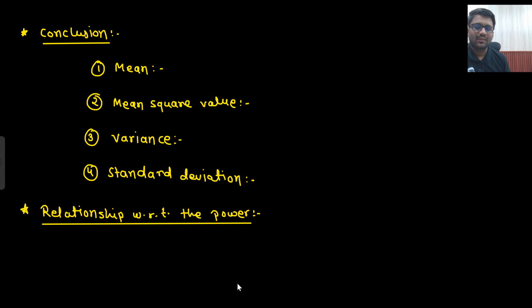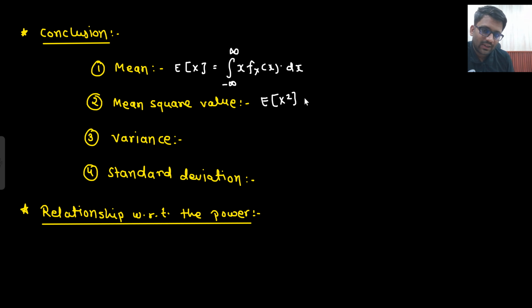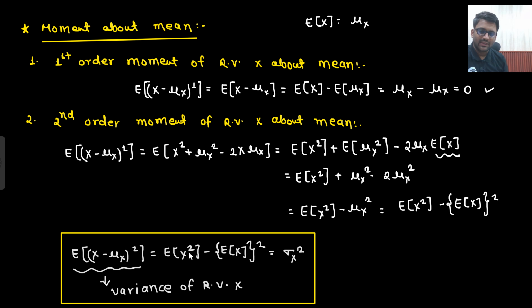So let's write down the conclusion. What was the mean of random variable x? Mean of random variable x was expectation of x only, and you know what the expectation operator would do? Integral of x fx of x dx, from minus infinity to infinity. What do you mean by mean square value? It is basically expectation of x square, nothing else. Mean square value is expectation of x square, the integral from minus infinity to infinity of x square fx of x dx. What was the variance? Variance was given by sigma x square.